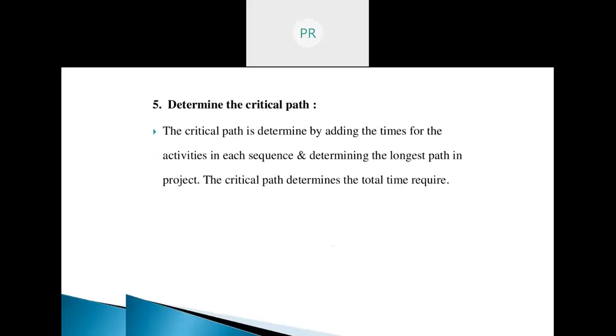Okay, moving ahead. The next step is determining the critical path using the PERT weighted average. The critical path is determined by adding the times for the activities in each sequence and determining the longest path in the project. The critical path determines the total time required.